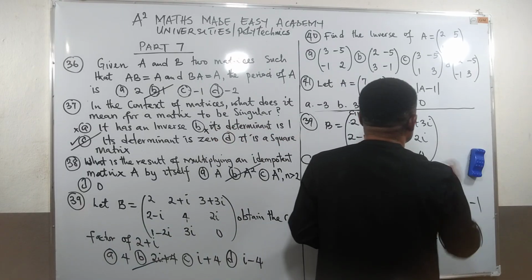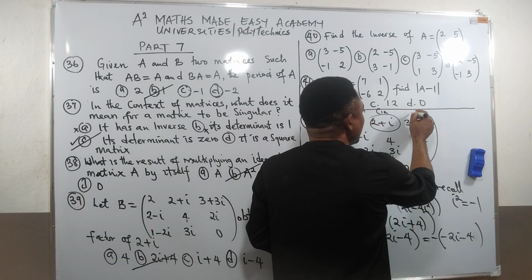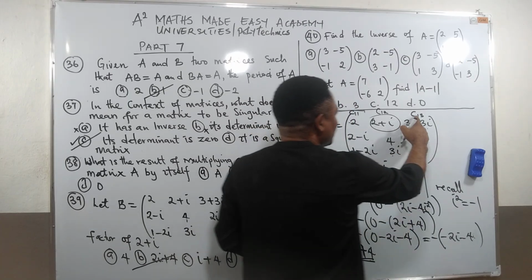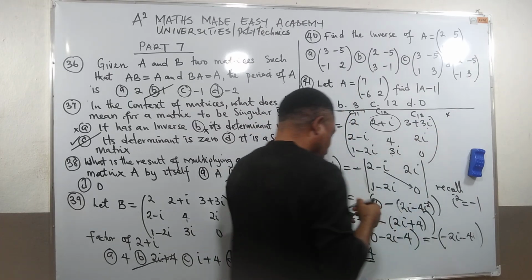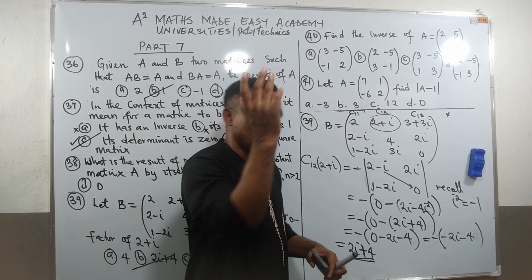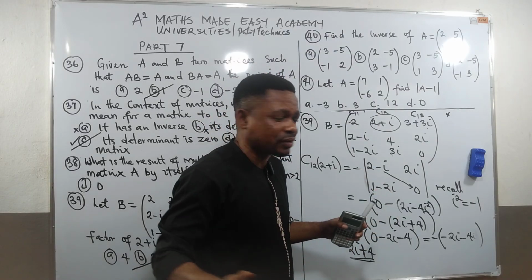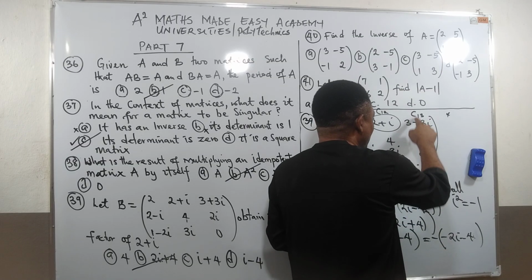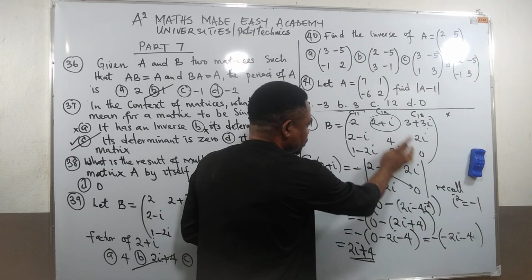Had it been that they asked us the cofactor of 3 plus 3i, this one would have been C13. C what? 13. And by the time I add 1 and 3, it will produce what? 4. Is 4 an even or odd number? Even number, so there is nothing like minus. So what do we do? Delete the first row and the third column. First row and the third column. Use this one.